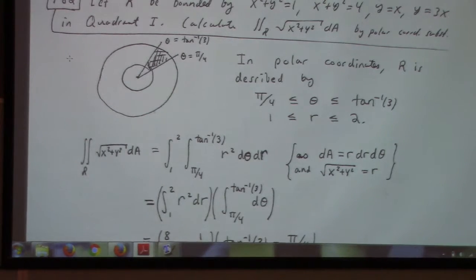Here's x greater than 0. Now, some people would say, well, it's 3 pi over 2 less than theta less than 2 pi, and 0 less than theta less than pi over 2. I say this is not the right way to think when you're thinking about integration.